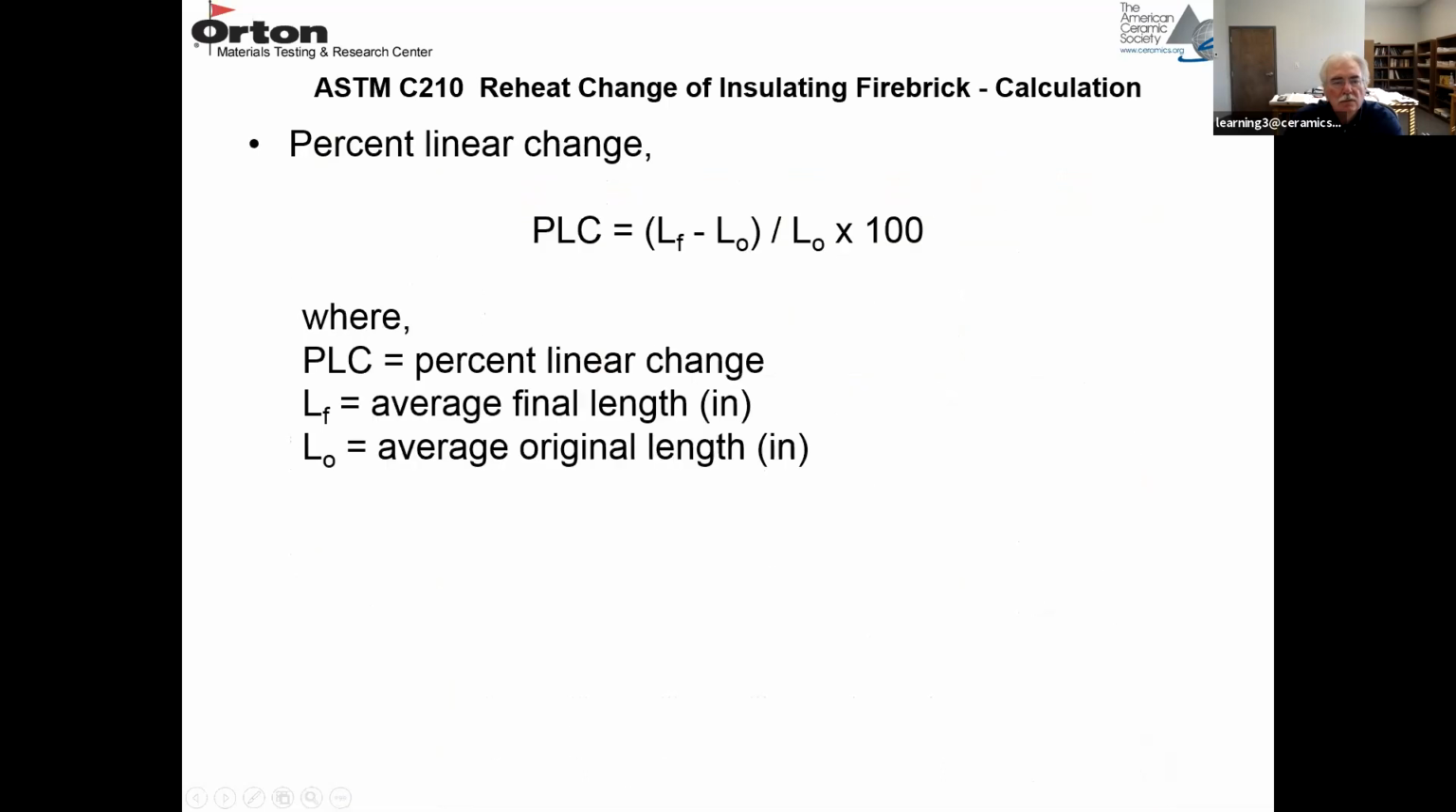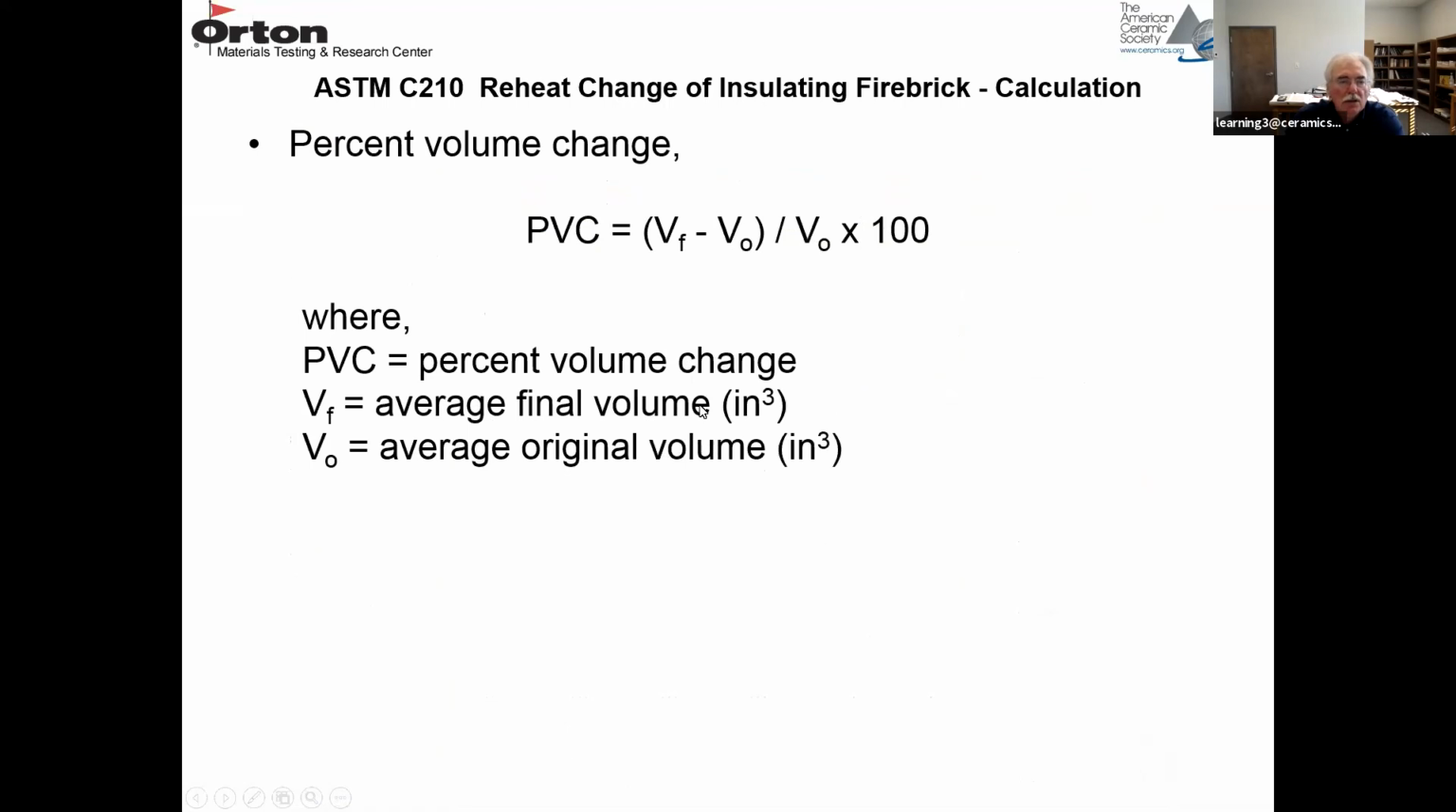We've seen this equation a lot. The percent linear change is the final length minus the initial length divided by the average length times 100. So you calculate the percent linear change. You also calculate the percent volume change, which is the final volume minus the initial volume divided by the initial volume. In both cases, you're multiplying by 100 to get a percent.